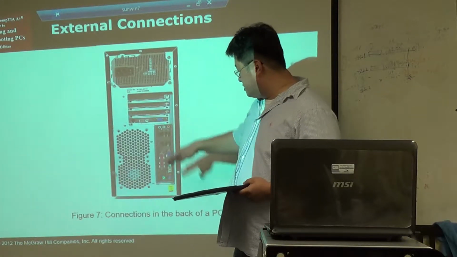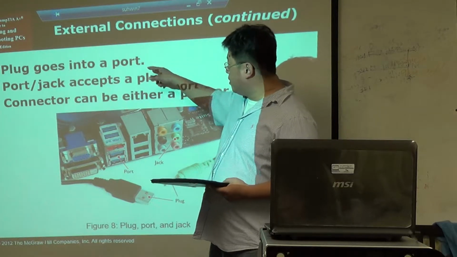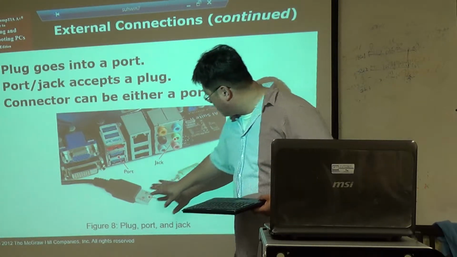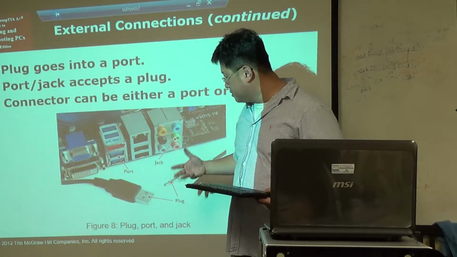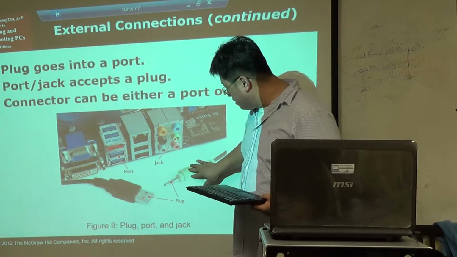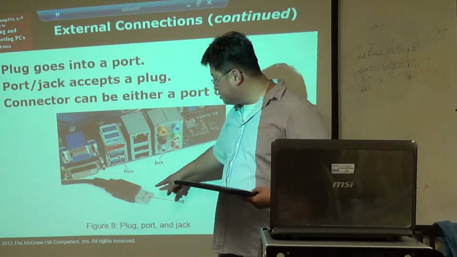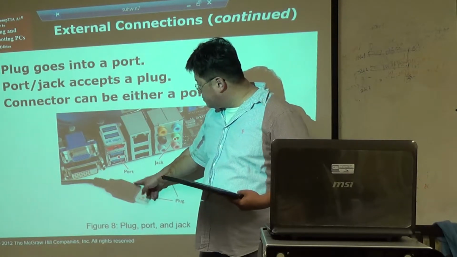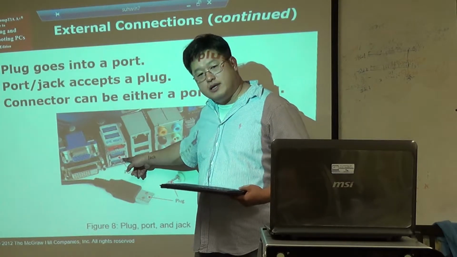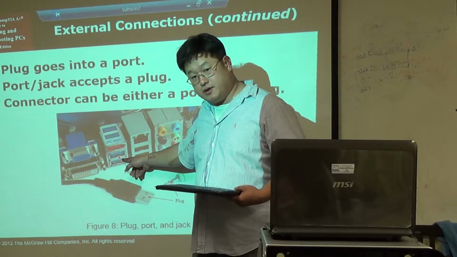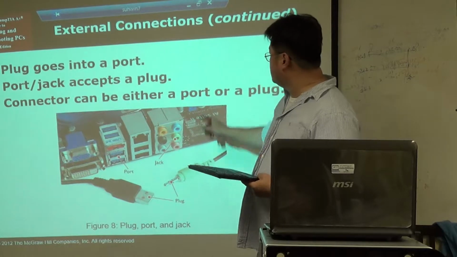This is the back of the PC. A plug goes into a port. These are plugs and these are ports. You have to know the words and the terminology. What is this plug? Green color, this is a speaker plug. This is a USB plug, and this is a USB port. If you have a blue color, that is USB version 3.0. This is a jack, so you plug in there.